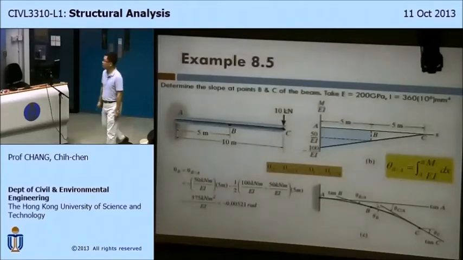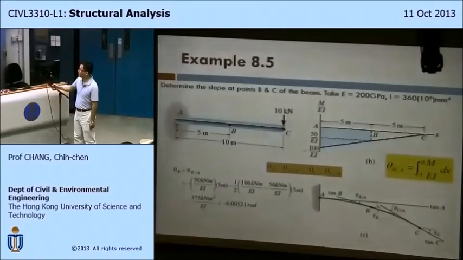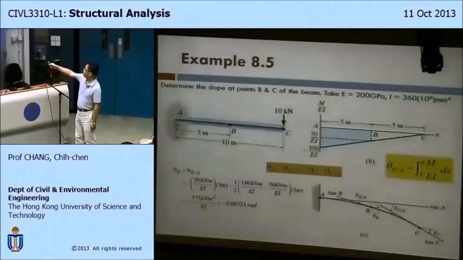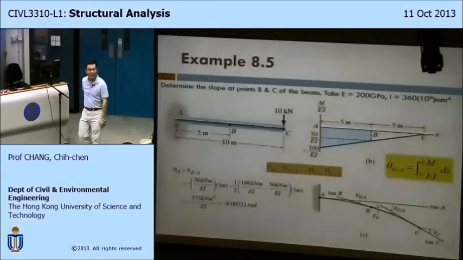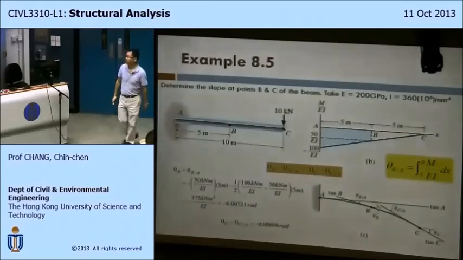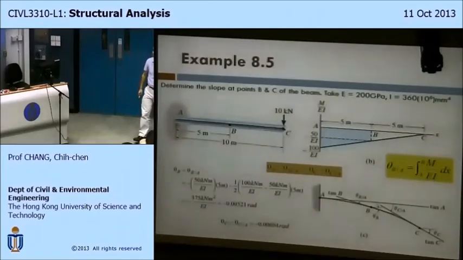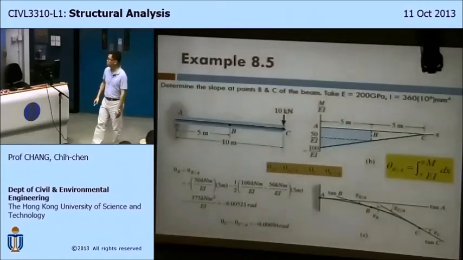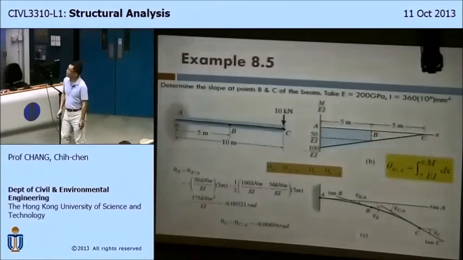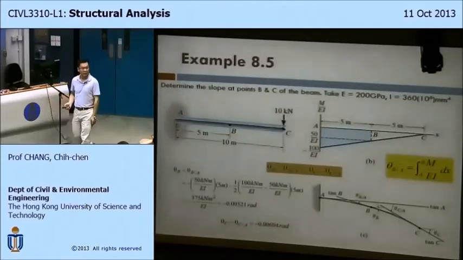Okay, it's not too difficult. Right? So same thing, if you want to find the rotation angle at C, then you just calculate the whole area between A and C. So you just add on this small area there, and that is it. You can find the rotation angle at C. Okay, are there any questions?